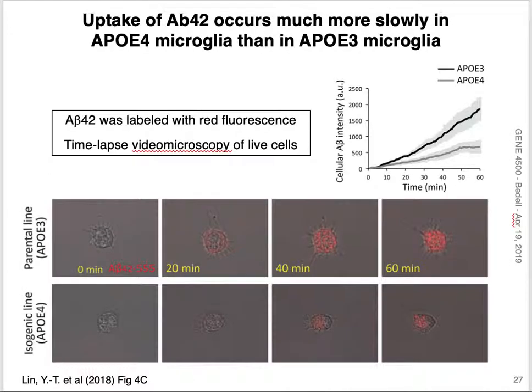And this is really cool. You can go online and get the video microscopy, but these are just stills. So this is taking up A beta 42. ApoE3 cells just grab onto A beta 42 and just suck it up. Remember, that's clearing out all that debris. You don't want A beta 42 accumulating. That's contributing to the plaque formation. ApoE4 microglia are defective for that. So not only are they defective for the immune process, they're upregulating their immune processes, but they're defective for taking it out.